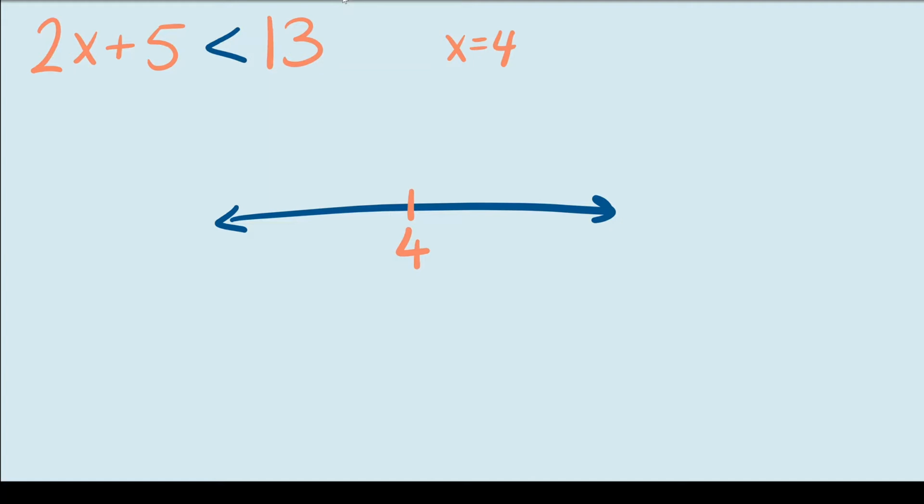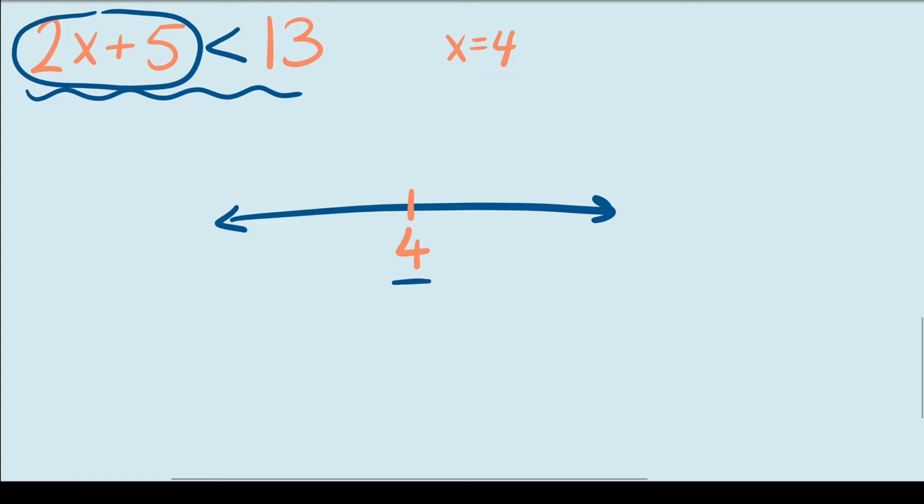Now let's try to understand what this question is actually asking us. It wants us to find an x value, or a range of x values, that gets us less than 13 when we plug them in to 2x plus 5. Now because we have this x value here, x equals 4, we know our answer is going to be on either side of x equals 4. This makes our job much easier because it lets us know that our final answer is going to be either less than 4 or greater than 4.